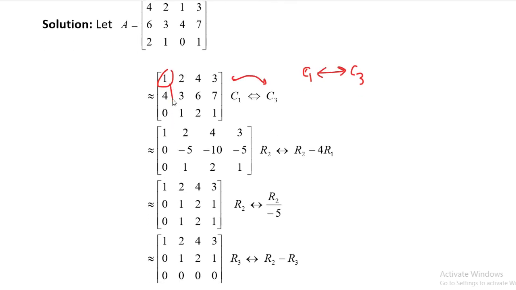Now the entries below should be 0. This is already 0, so I will not change it, but I have to make this 0. So R2 minus 4 R1. 4 minus 4 is 0. 3 minus 8 becomes minus 5. 6 minus 16 becomes minus 10. 7 minus 12 becomes minus 5. I multiply this whole row by 4 and then subtract it from the second row. So that's how it is changed.